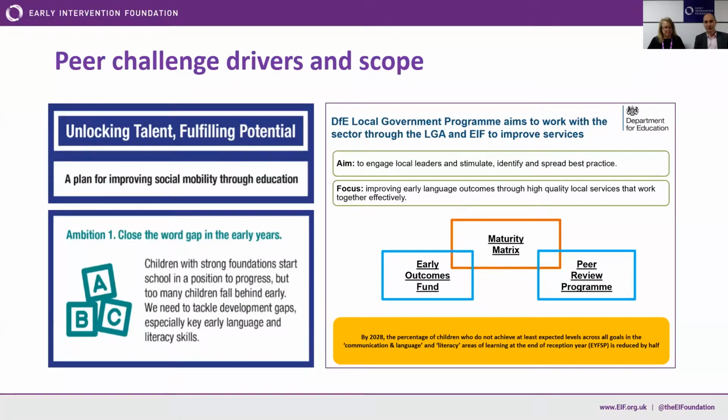The box that you have on the right-hand side of your slide here is taken from the DFE's slide deck describing its local government programme. And you'll see there that they have three core elements of their programme that they see as connecting together. So the peer review or peer challenge programme, the early outcomes fund, and the maturity matrix. And as Liz was saying, the maturity matrix is the common language or the framework which underpins those other two components.